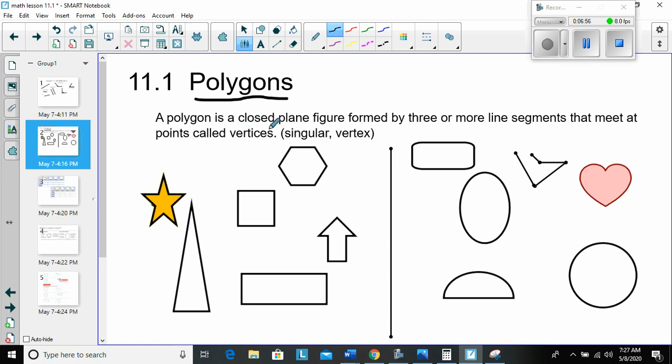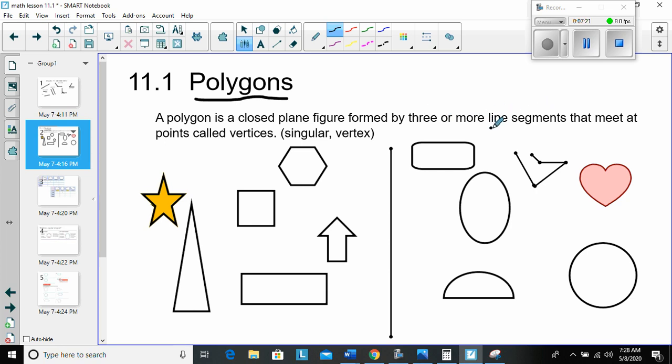Closed means it's not open. I'm going to show you an open shape right now. Right here. See how it's open? It doesn't close up. There's space to get out. That's not a polygon over here. Because closed means that all those lines close up. There's no way to get out. So closed, flat shape. And it's formed by 3 or more line segments.